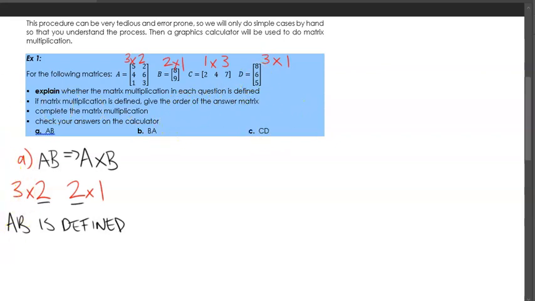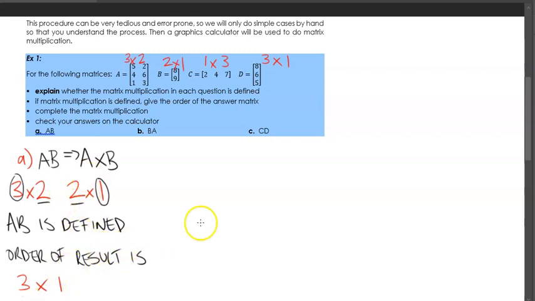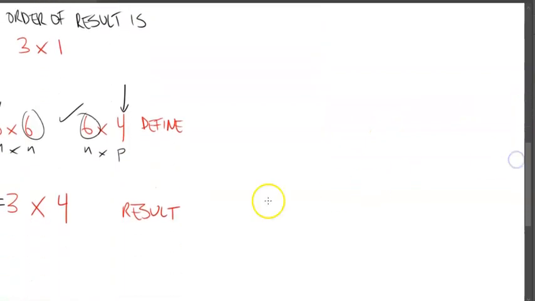So the order, or in other words, what the result will be, is based on these two numbers: at the start of A and at the end of B. The order of the product, or result, I'm just going to put our result, is a 3 by 1 matrix. So in other words, when we do this matrix multiplication, I'm expecting 3 rows and 1 column. So this over here, I'm just going to erase.